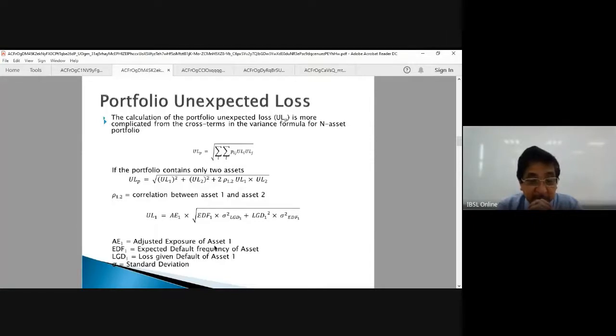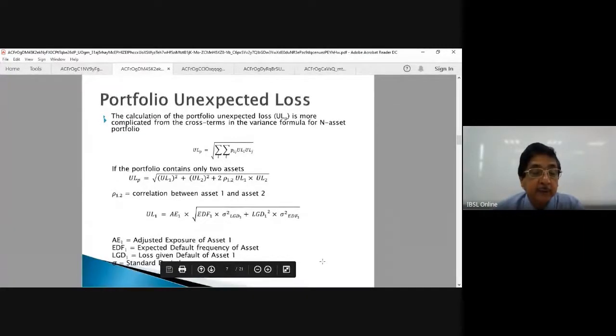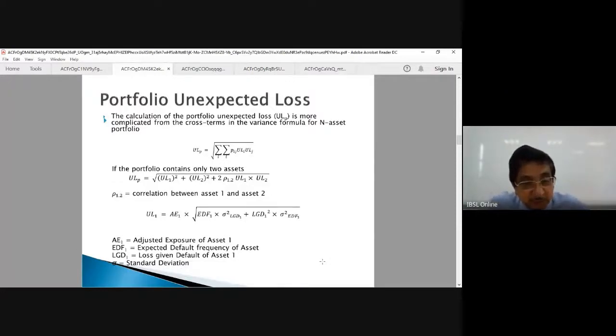Now you can just look at the notations here. AE1 stands for the adjusted exposure of asset 1. Then EDF1 is the expected default frequency of asset 1. LGD1, loss given default of asset 1. So these assets are taken individually. Then the denotation sigma is for the standard deviation, but when we say sigma LGD, the meaning is the volatility of LGD. When you say sigma EDF, that is the volatility of EDF. EDF is the expected default frequency. So that is how the things are denoted.